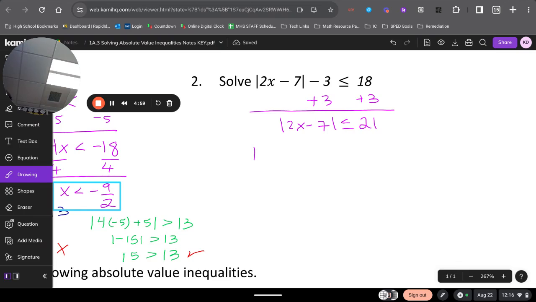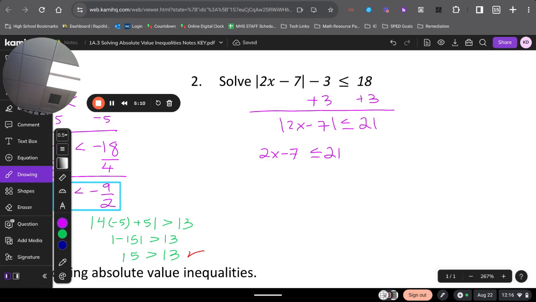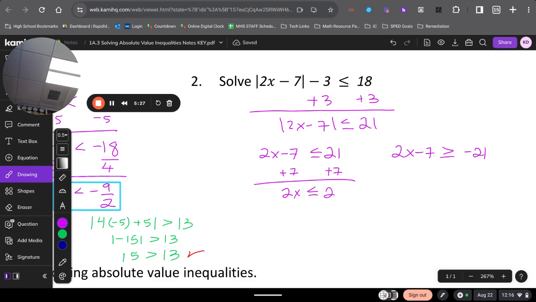So the absolute value of 2x minus 7 is less than or equal to 21, and I forgot to drop my absolute value, so I'm going to take those away. Then the same exact inside, 2x minus 7, but then flip the inequality and change the sign. On each one individually, I can add 7, which gives me 2x is less than or equal to 28. Then divide by 2, which gives me x is less than or equal to 14.